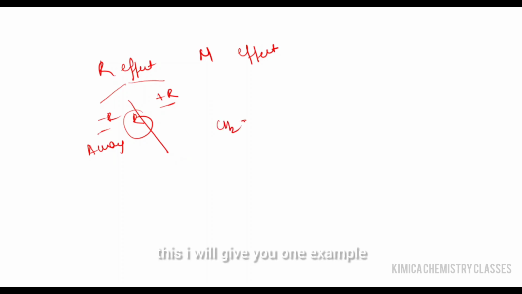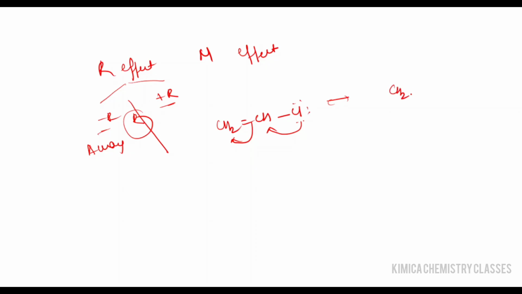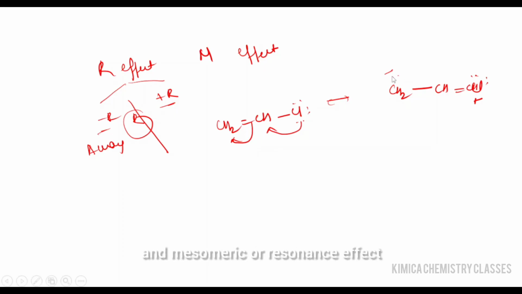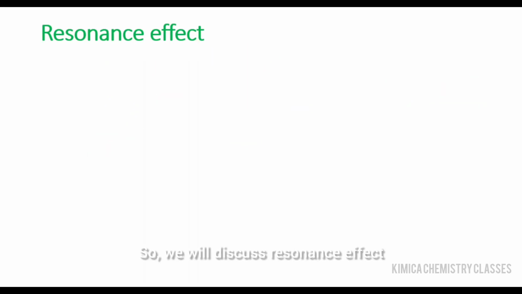Like this, I will give you one example. This is shifted here, and there is a lone pair that is shifted here. So there, Cl, sorry, this positive comes here and negative comes here. So the inductive and mesomeric or resonance effect, when present together, may act in the same direction or oppose each other. So resonance effect and mesomeric effect are one and the same thing. Right. So we will discuss resonance effect.